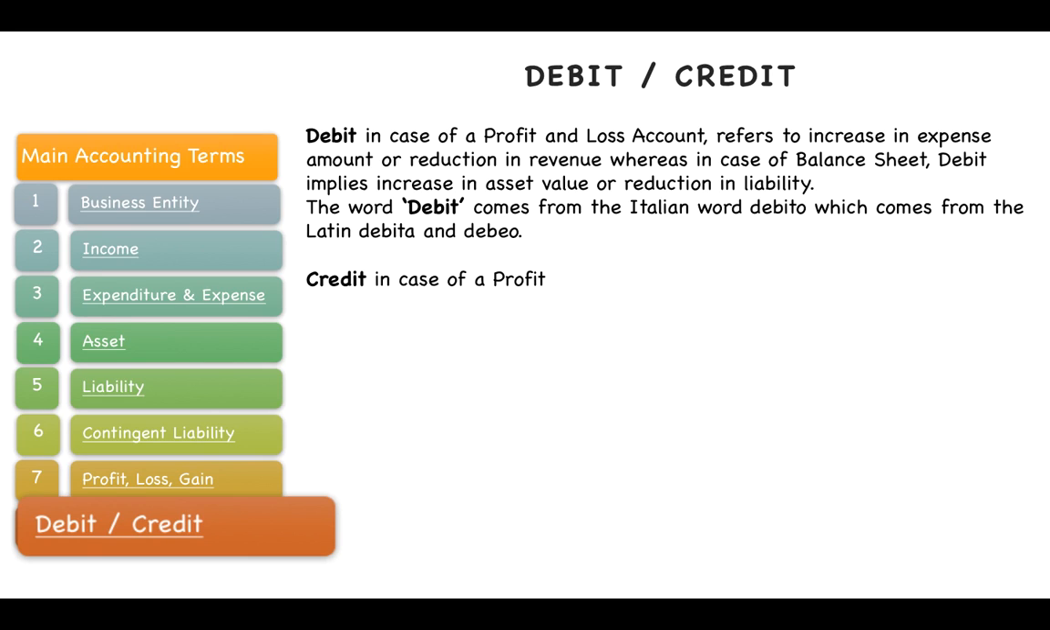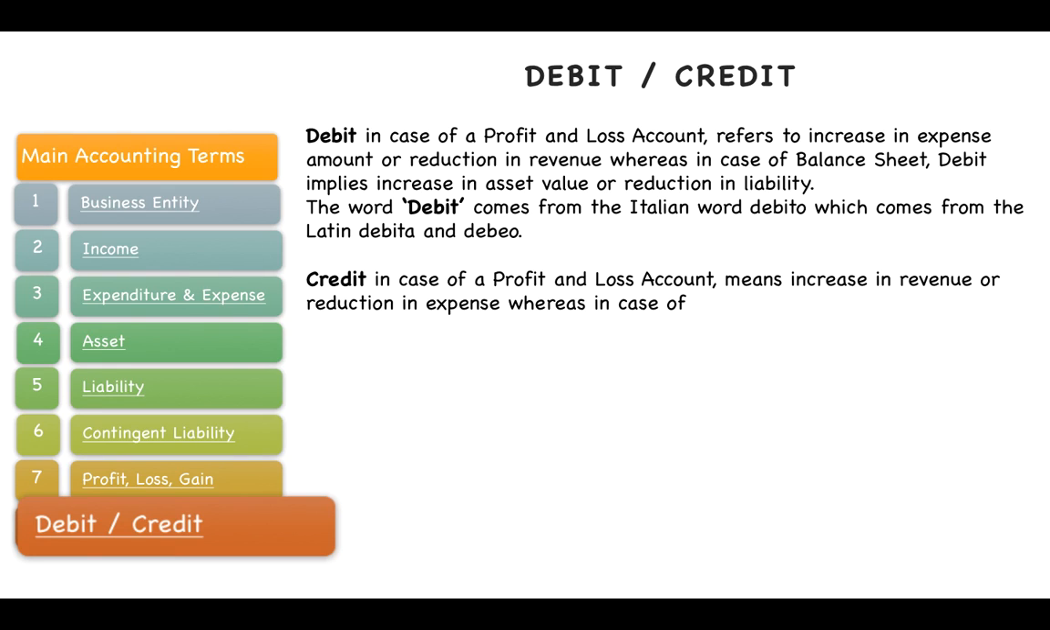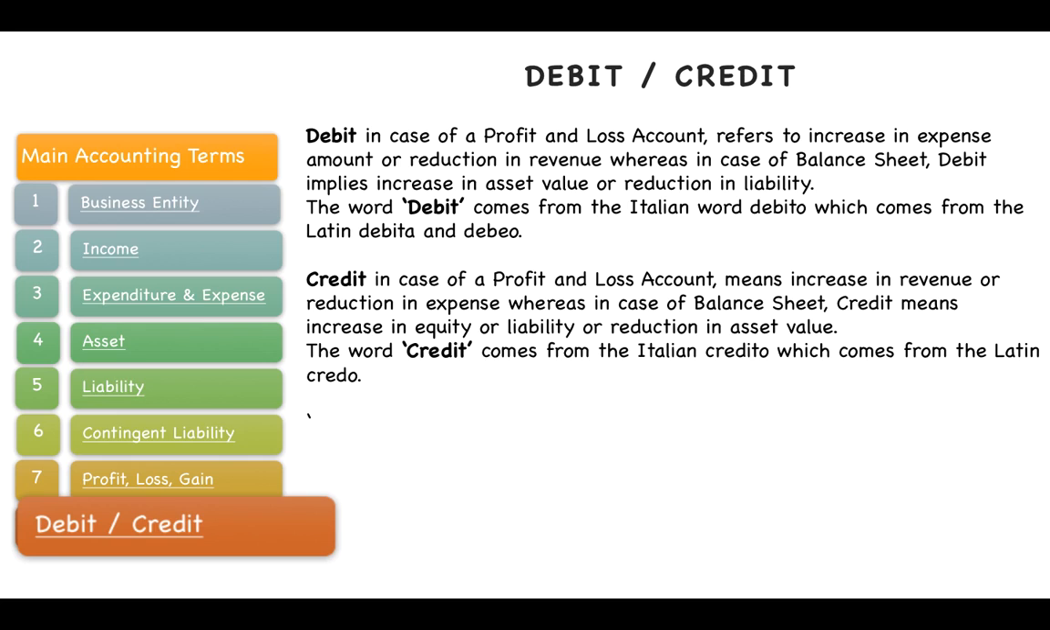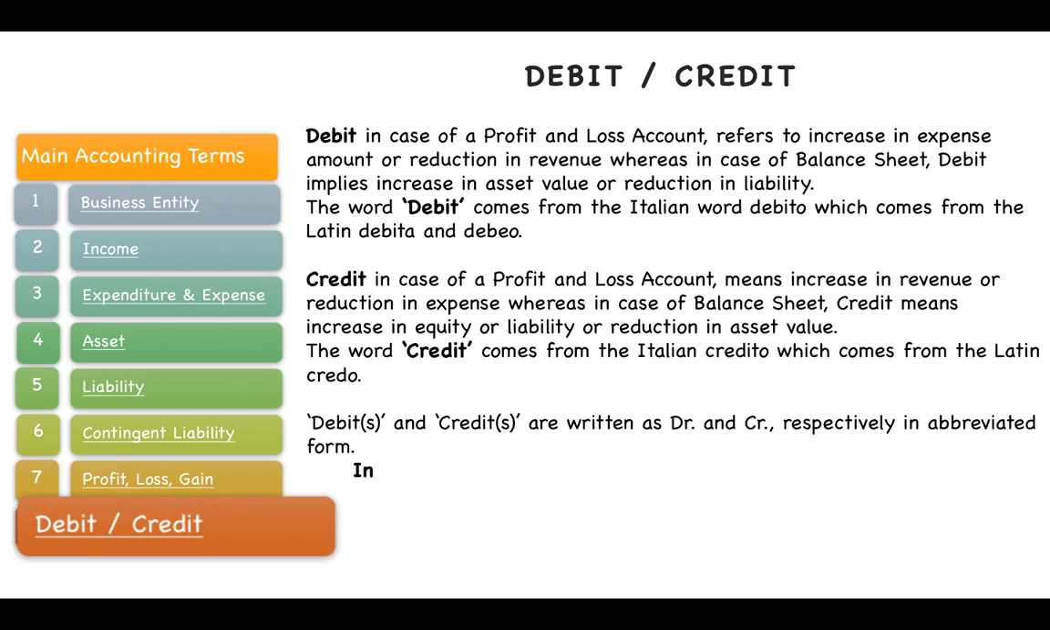Similarly, credit is just the opposite. In case of a profit and loss account, it means an increase in revenue or reduction in expense, whereas in case of a balance sheet, credit means an increase in equity or liability or a reduction in asset. The word credit comes from the Italian credito, which comes from credo, which is Latin. Debits and credits are written as Dr. and Cr. respectively in abbreviated form.